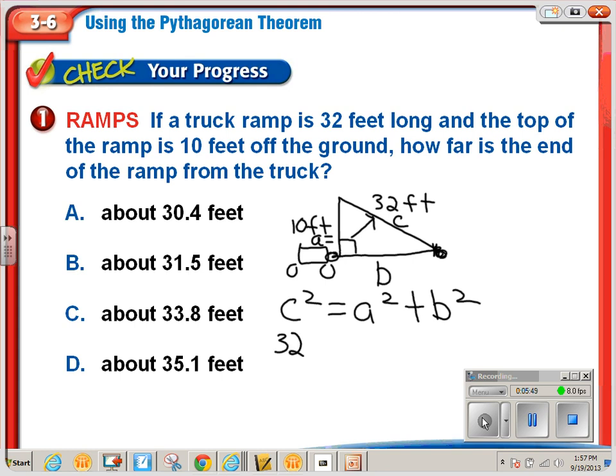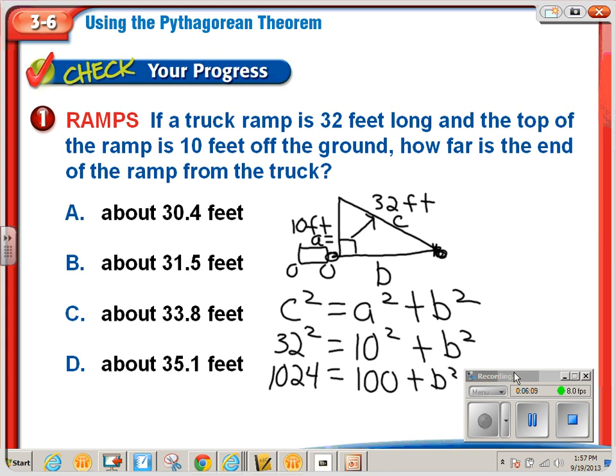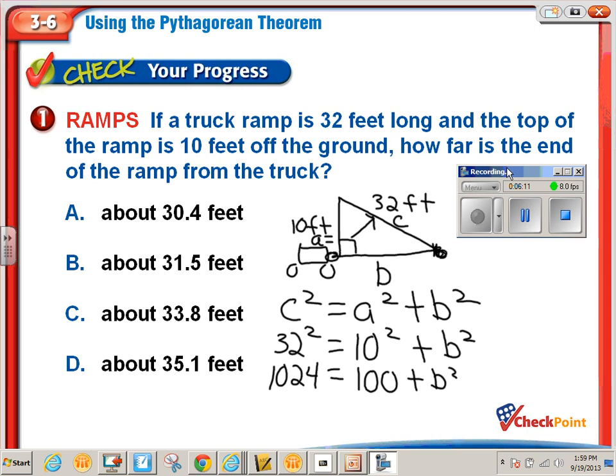32 squared is equal to A, or the height, is going to be 10 squared, and we don't know B. We don't know the base. That's what we're trying to find out. So 32 squared, you just put that into your calculator, is going to be 1024 is equal to 100 plus B squared.